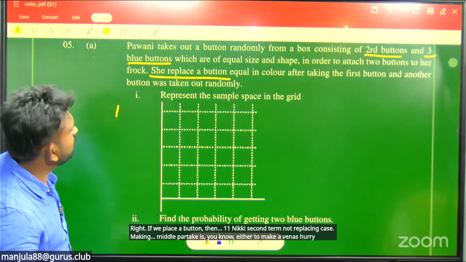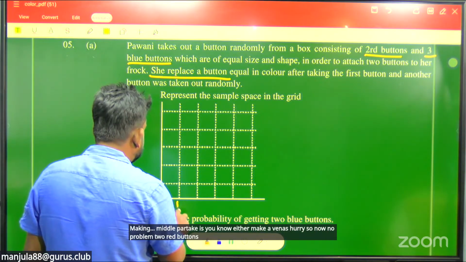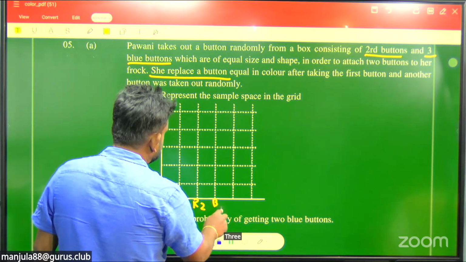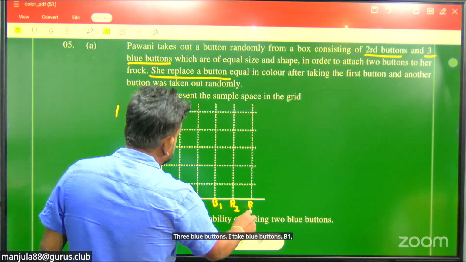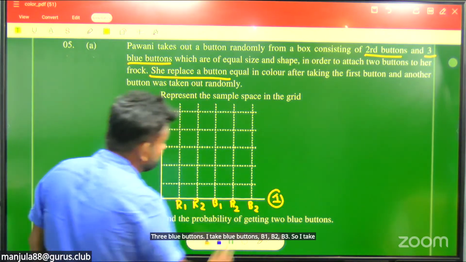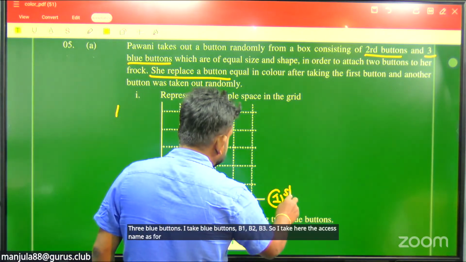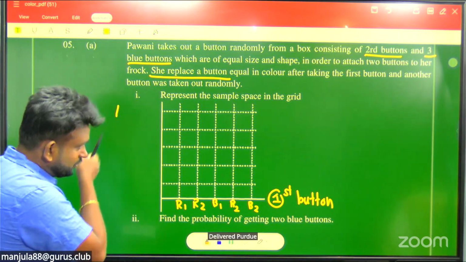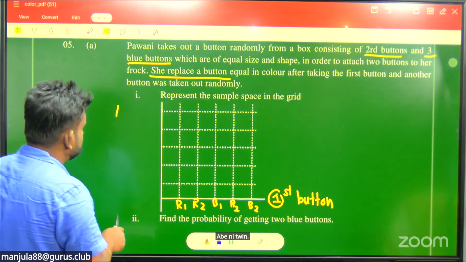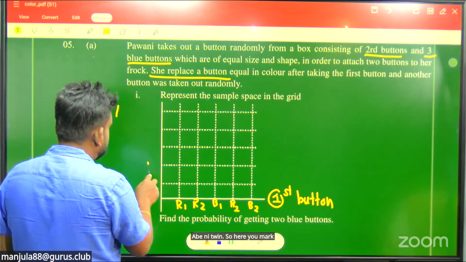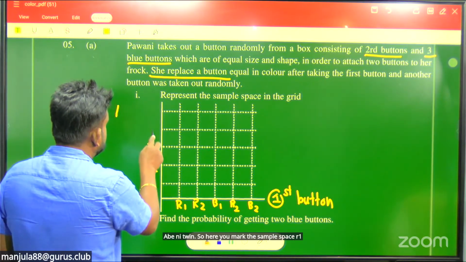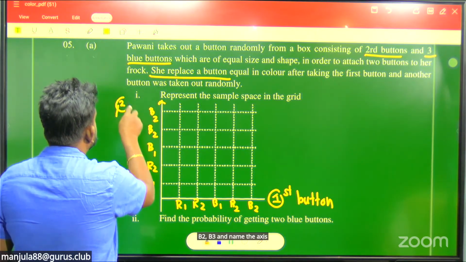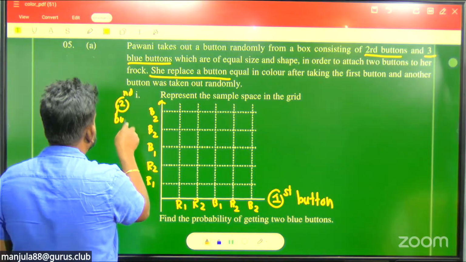So now no problem. Two red buttons, I write as R1, R2, and three blue buttons, I take as B1, B2, B3. So I take here the axis name as the first take, or the first button. So here you mark the sample space R1, R2, B1, B2, B3 and name the axis. Here the second button, or second take.